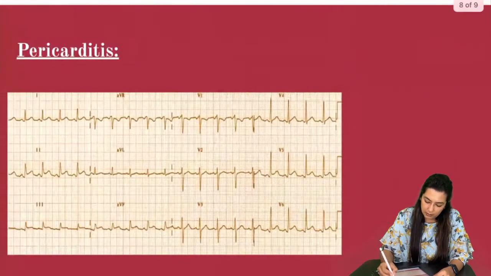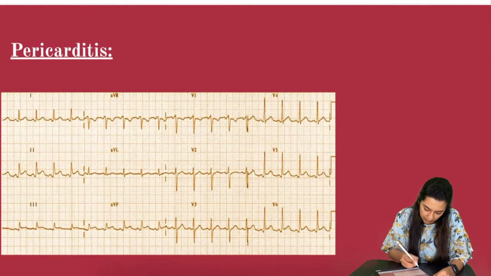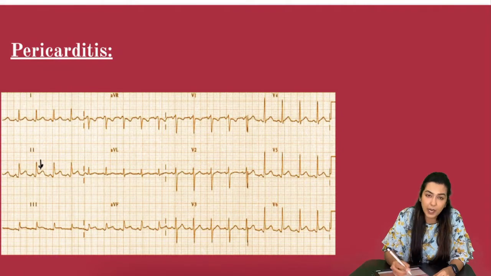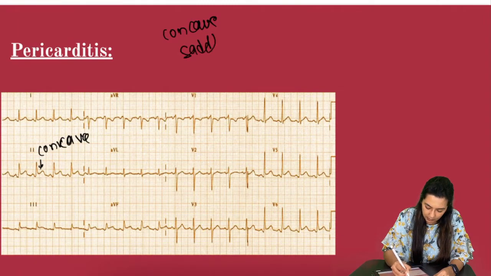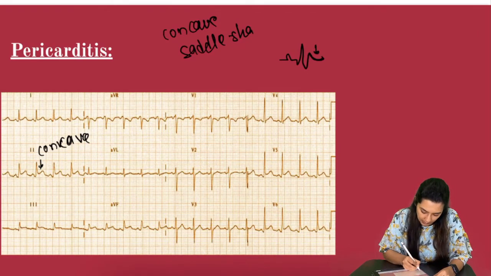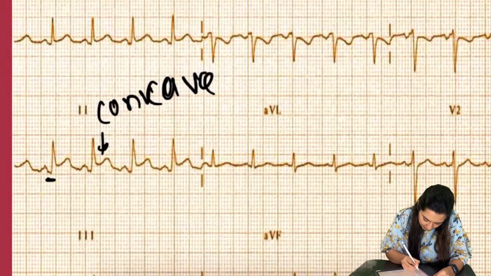This is pericarditis. As you can see, the first part of the ST elevation is concave here. It is also called saddle shape. So basically the ST elevation will go this way, with a concavity present here. And as you can see, there is a PR segment depression.